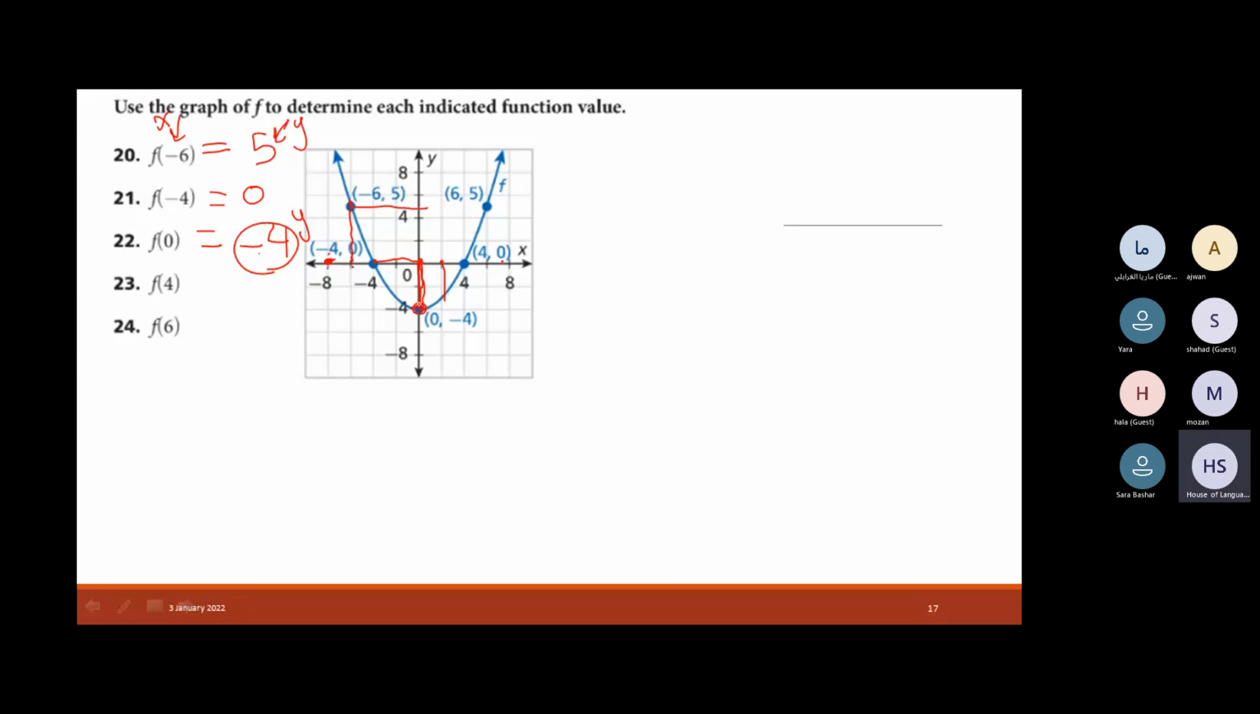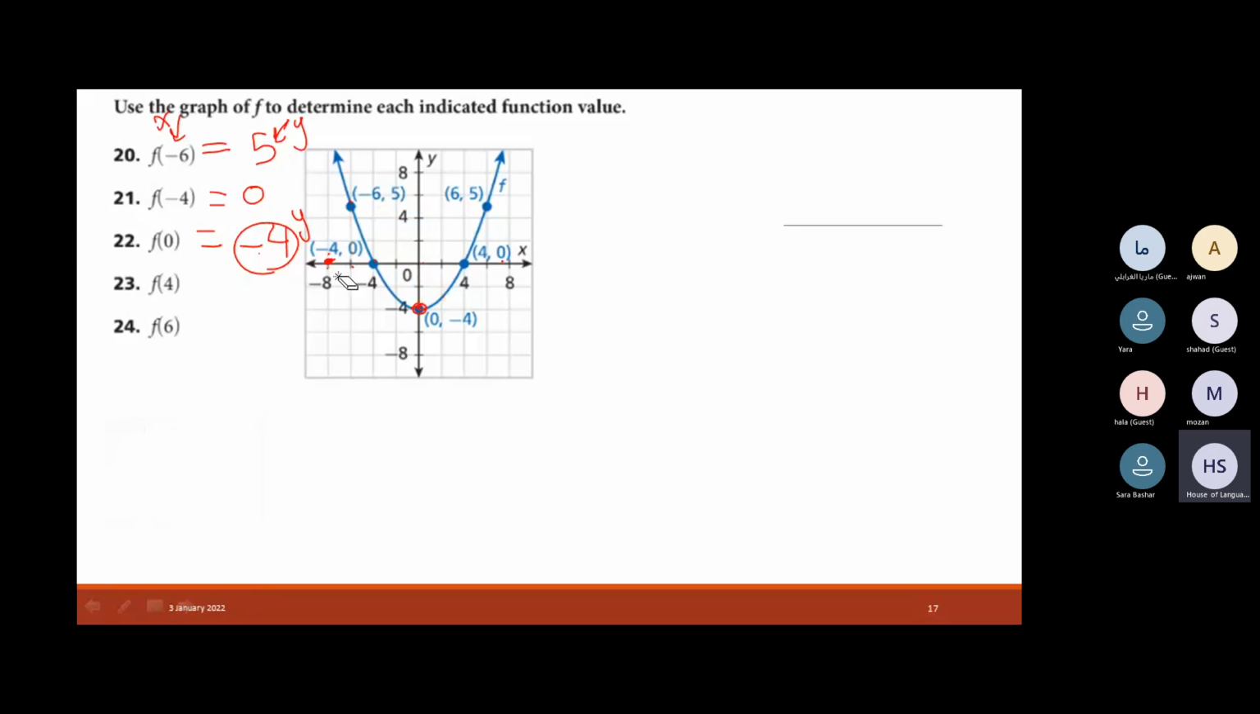Yes, with y. Where is x 0? You will make a line up or down to connect the blue line. Where does it intersect the blue line? At point negative 4. So you will say f of 0 is negative 4. Got it now? Fine.